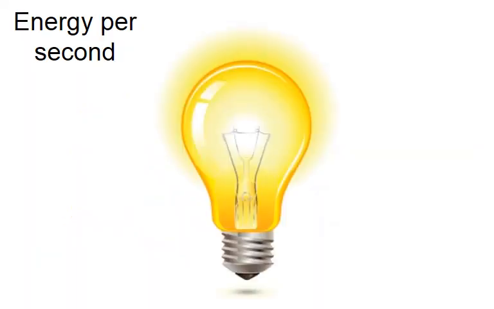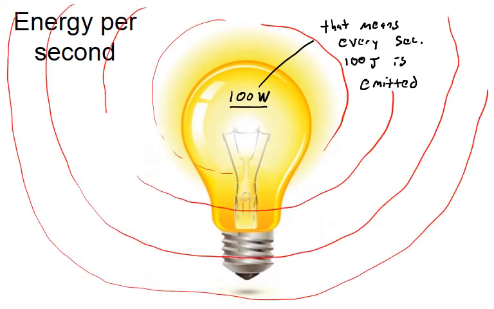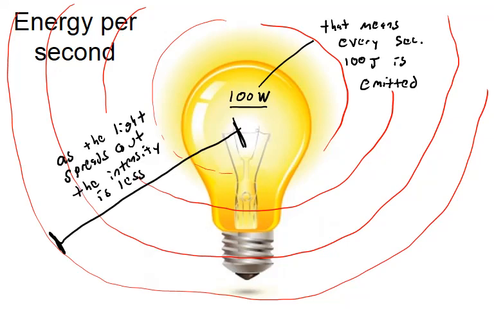Okay, so if we consider a light bulb, and let's say this is a 100-watt light bulb, what this means is every second, 100 joules of energy is emitted. And that's what a watt is, right? It's a joule per second, how many joules per second. And so if we look at, let's say, this light is going out spherically, as the light spreads out, the intensity gets less and less and less as it gets further out. And it spreads out spherically according to this equation, right?